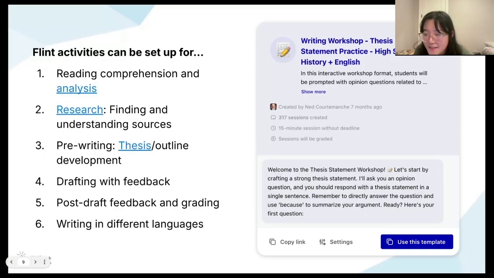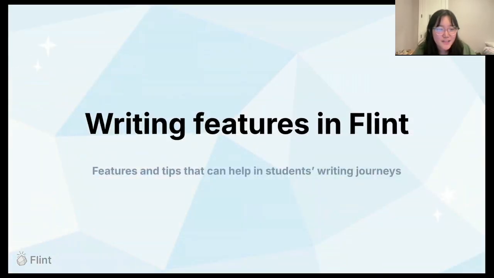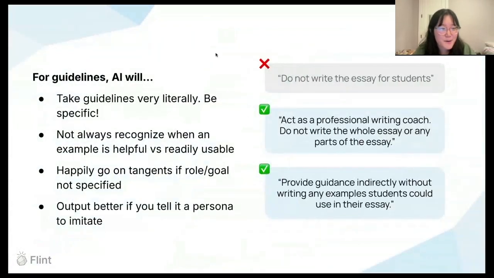Nathan is asking, is there any visibility into the creation process, version history within the writing feedback? To an extent, yes. I have an example later on in the presentation. The link is in the slides. Once I get there, I'll point it out for you. And speaking of that, we can move on to the writing features section in Flint.